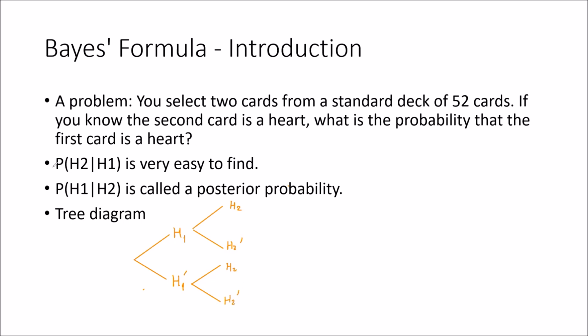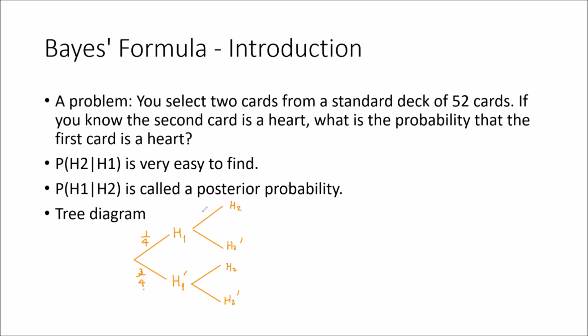And then we put those probabilities. First of all, the probability of getting a heart as the first card is 1 out of 4. Okay, you have 4 suits. Each suit has 13 cards, 13 out of 52, or 1 out of 4. And the probability of getting a non-heart for the first card is 3/4.